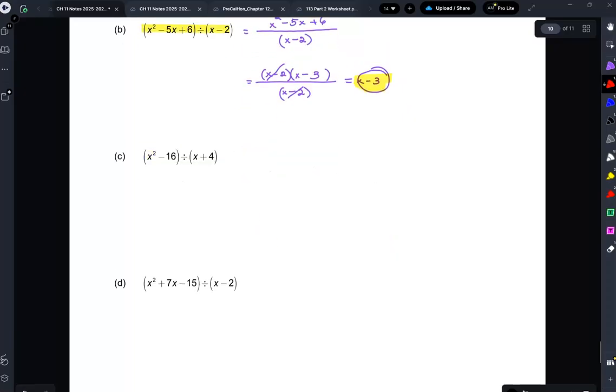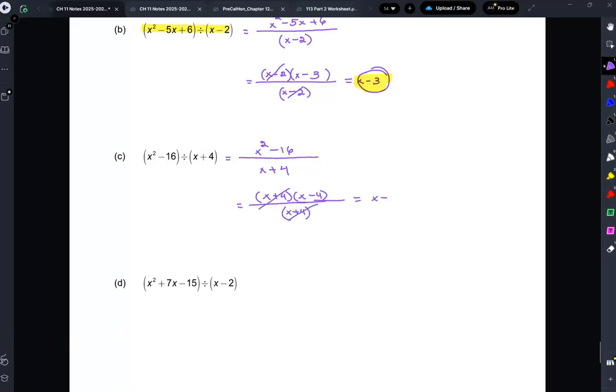Okay, let's do this one. So in this case, this is not a trinomial. They're both binomials, but that's okay. We're not going to judge. Okay. Can I factor the numerator? Yeah. How? Difference of squares. Good. x plus 4, x minus 4 over x plus 4. These reduce, so I get x minus 4.